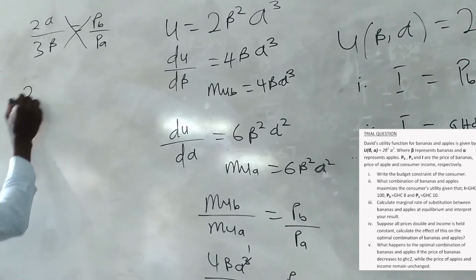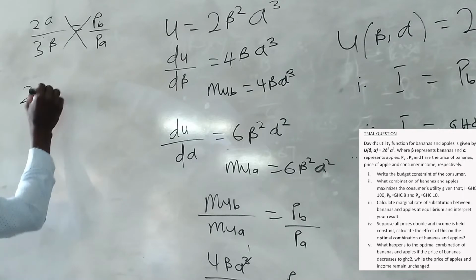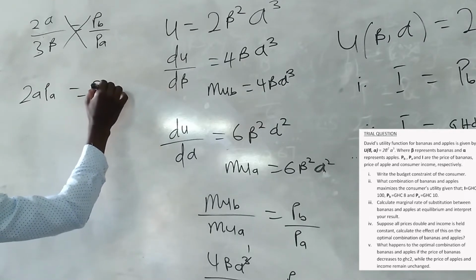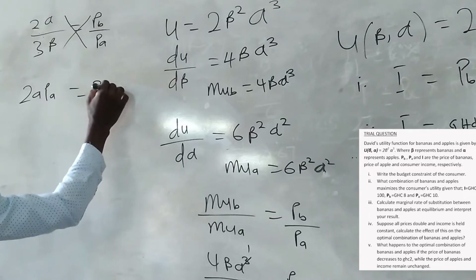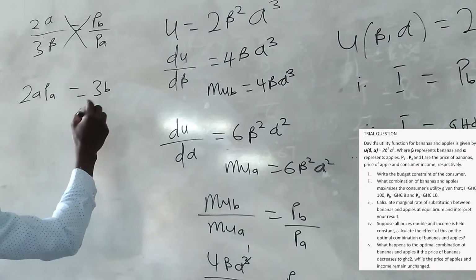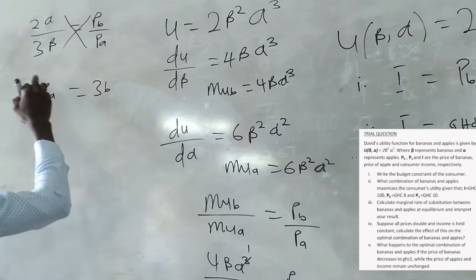What do we do? Here is 2, here is 1, they will cancel, so I'll be left with 1 here. Here is 2, here is 3, it will cancel, so I'll be left with 1 here. So I am now going to have my function as 4 beta.